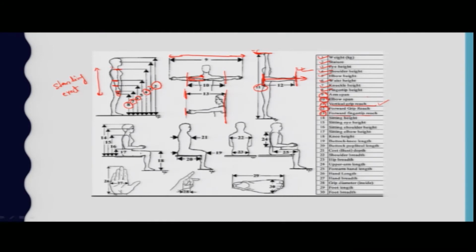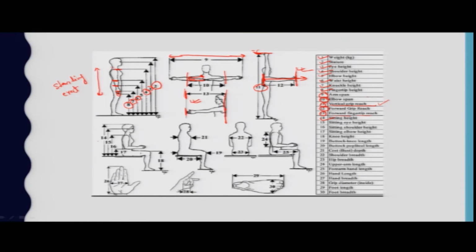About the forward fingertip reach, you can see in this figure the person stretching along with his fingers, so stretching of the hands along with the fingers. The distance from the tip of the fingers to the point where your hand has been initiated is known as forward fingertip reach. 14 is the sitting height.